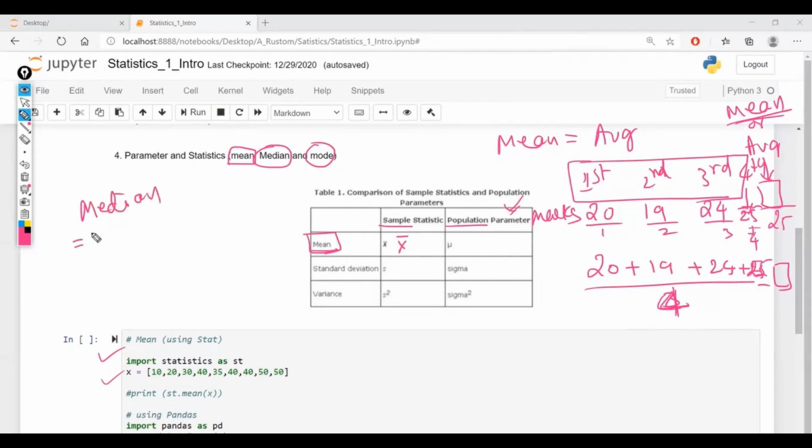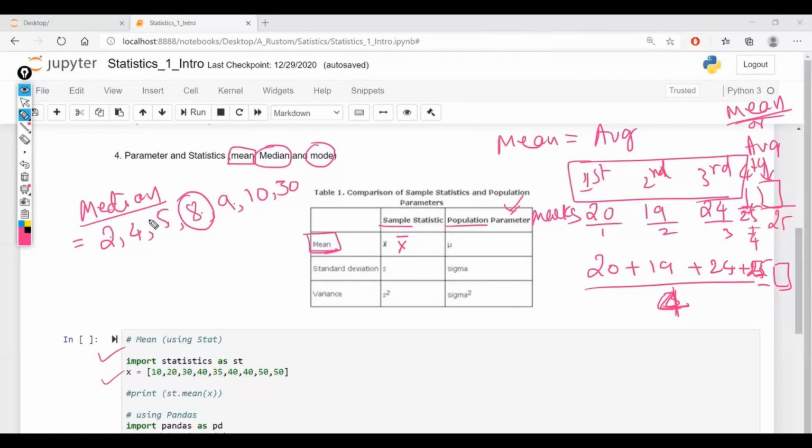Median is simply nothing but the center data. Suppose I have 2, 4, 5, 8, 9, 10, and one more, say 30. So what is the median here? It's basically how many data points we have: 1, 2, 3, 4, 5, 6, 7. So the median is going to be 8, the center data. So that is going to be my median.